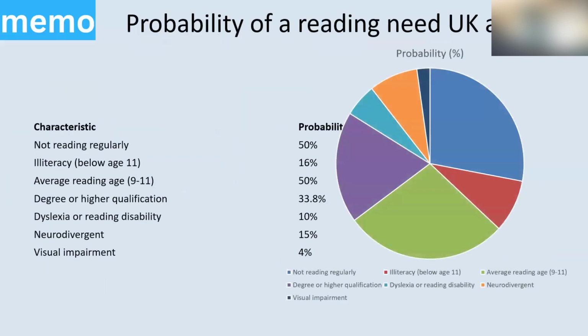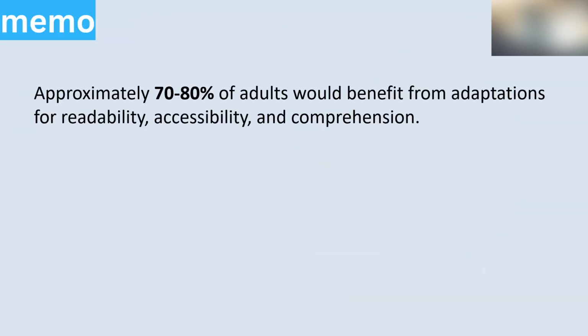Well, what it means is the probability of a UK adult having a reading need, so not reading regularly, being illiterate, having an average reading age of 9 to 11, having some form of reading disability, being neurodivergent, which I didn't touch on, but that's 15% of the population, or having a visual impairment, all those things mean, when you add them up, that approximately 70 to 80% of adults in the UK would benefit from adaptations for readability, accessibility, and comprehension.